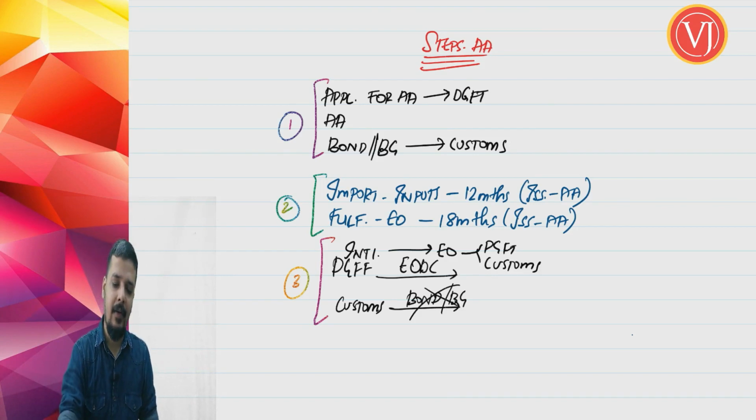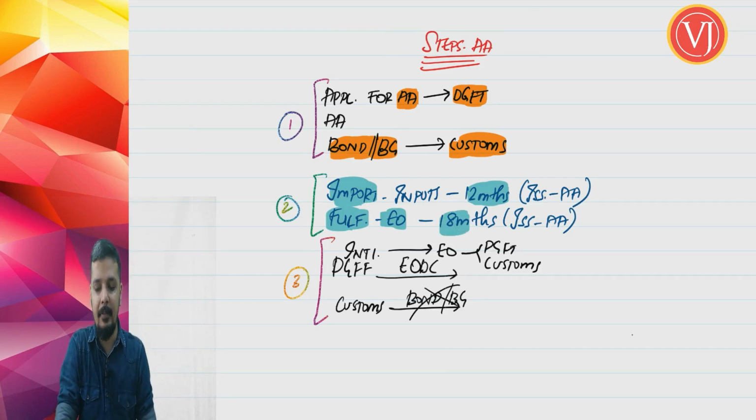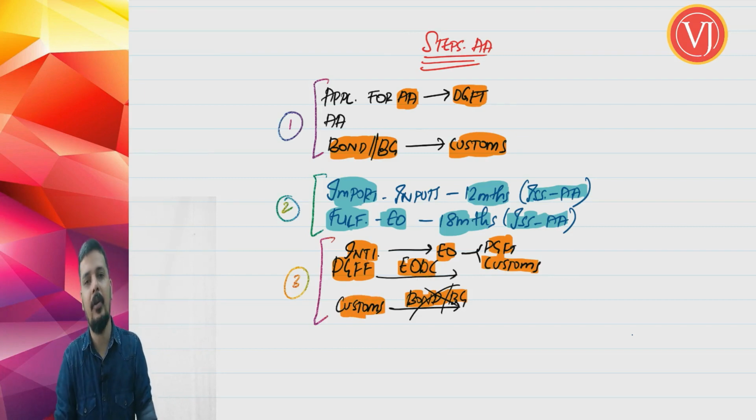These are the steps. Right. First, the exporter will apply for advance authorization from DGFT. He'll get advance authorization. The exporter will give bond or bank guarantee to customs. Thereafter, the exporter has to import inputs within 12 months from the date of advance authorization, right? And he has to fulfill his export obligation. He has to make exports within 18 months from the date of issuance of advance authorization. Finally, the exporter will intimate that I have completed my export obligation both to DGFT and customs. DGFT will give the export obligation discharge certificate to the exporter along with a copy to the customs, and customs will cancel the bond or bank guarantee. These are the steps for your advance authorization.